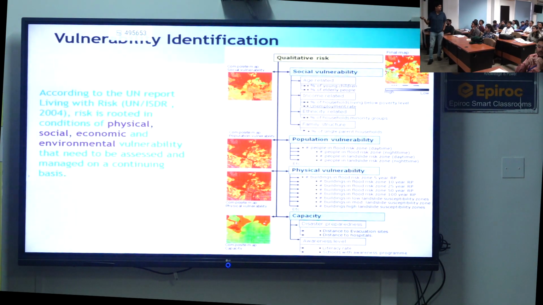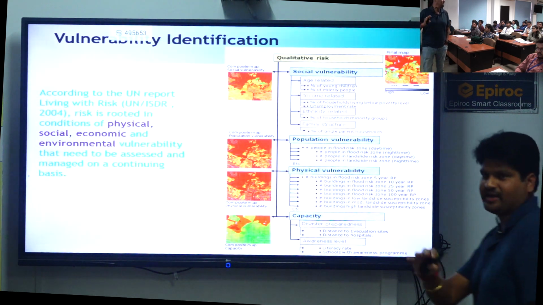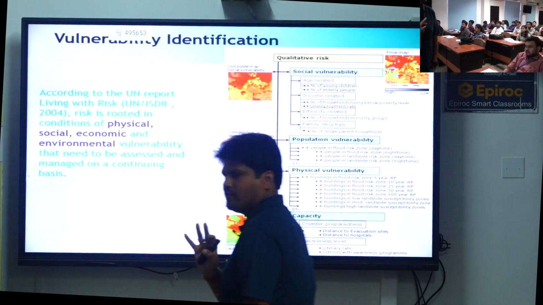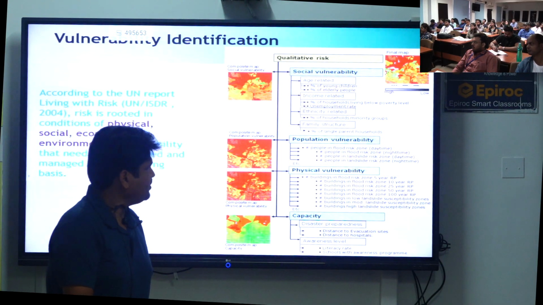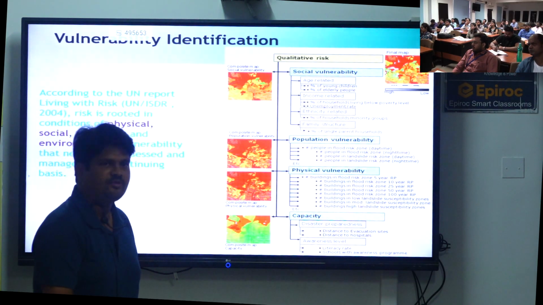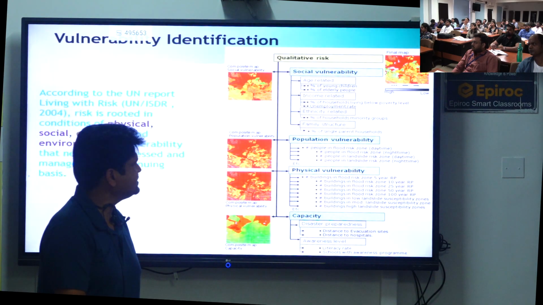Now, let's understand what data we are talking about. According to the United Nations report, Living with Risk, this is what they define: the risk is rooted in conditions of physical, social, economic, and environmental vulnerability. So this is what they have adopted. That means 4 types of vulnerability. Now, if you want to do the assessment, try to understand what these different types of vulnerabilities are.